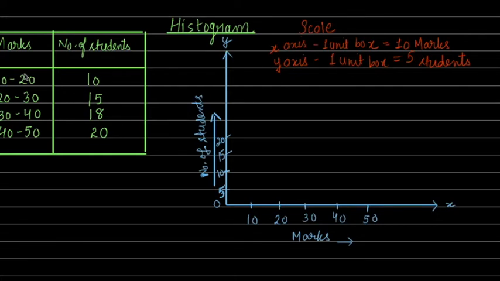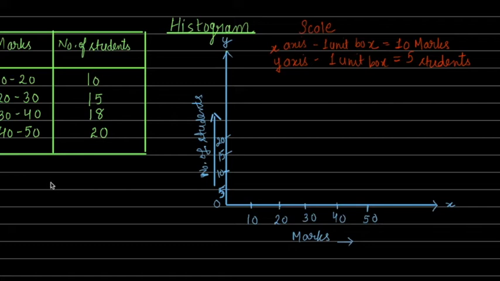So I am saying that there are students in the class, and out of that there are 10 students who got marks between 10 to 20. Then there are 15 students who got marks between 20 to 30. 18 students got 30 to 40, and there are 20 students who got between 40 to 50.